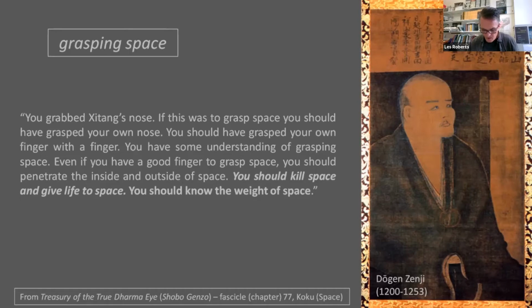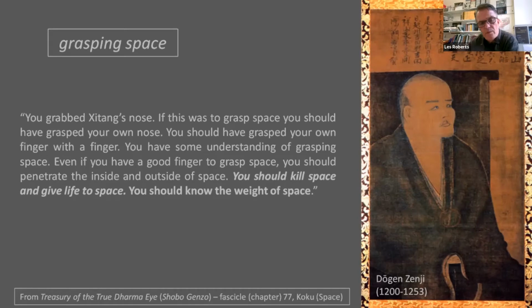Okay. So yeah, that doesn't make any sense in any kind of intelligible way, nor is it meant to. Although we can extrapolate from what's being said there, which is what I am doing, and which is in the title of the paper: you should kill space and give life to space. But what exactly does that mean?